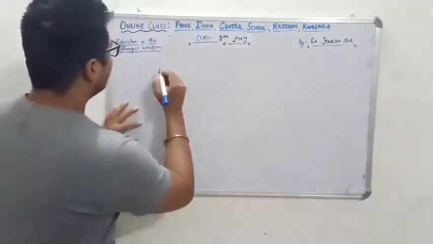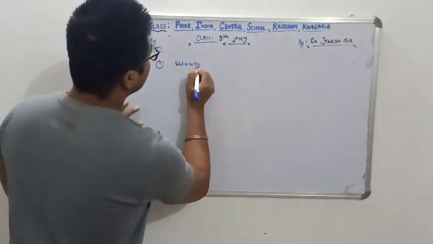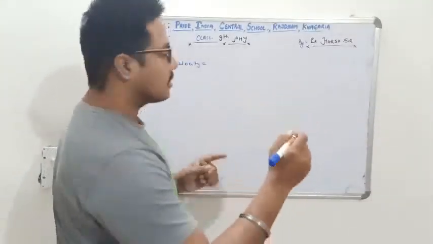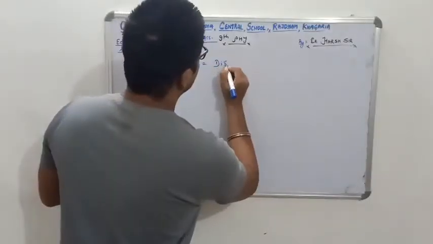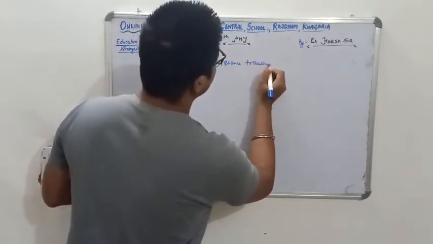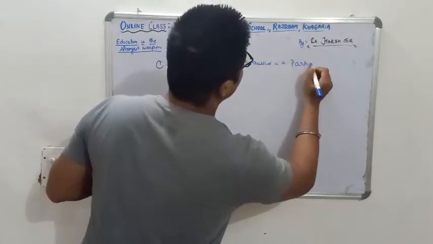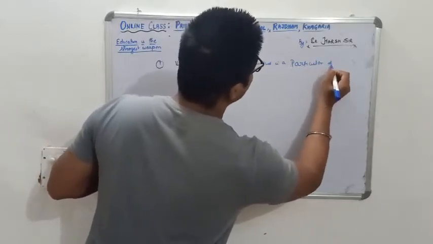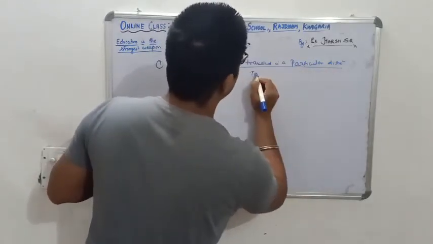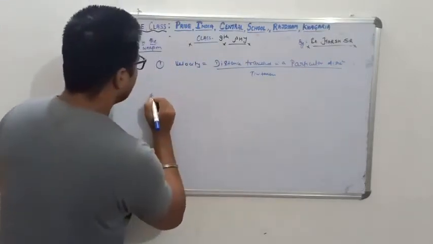As we have studied, velocity is nothing but the distance traveled in a particular direction divided by the time taken. Velocity is the distance traveled in a particular direction divided by the time taken.